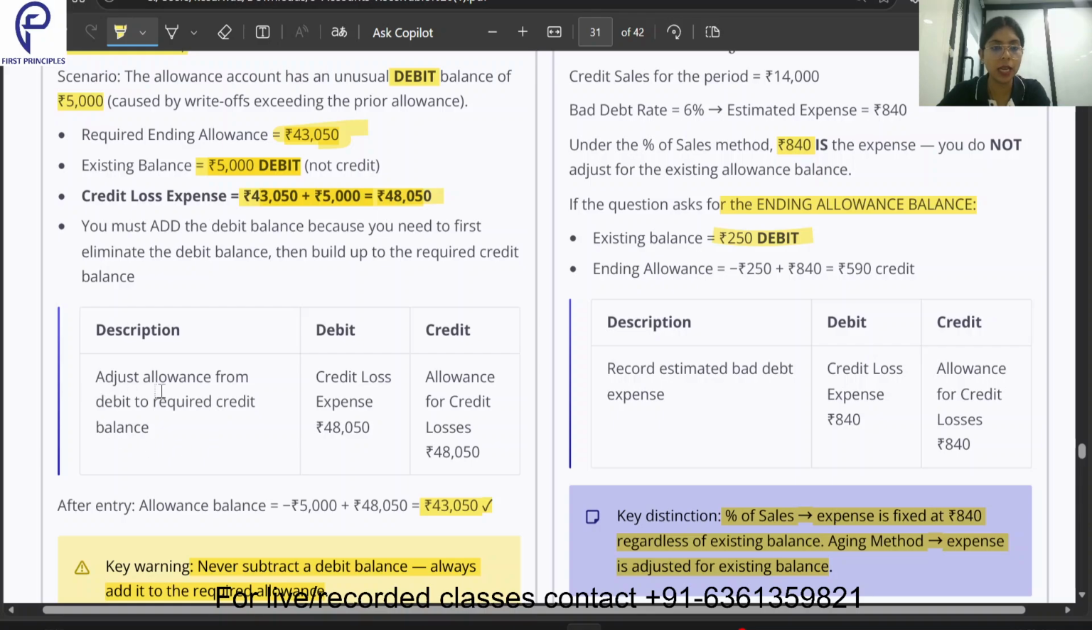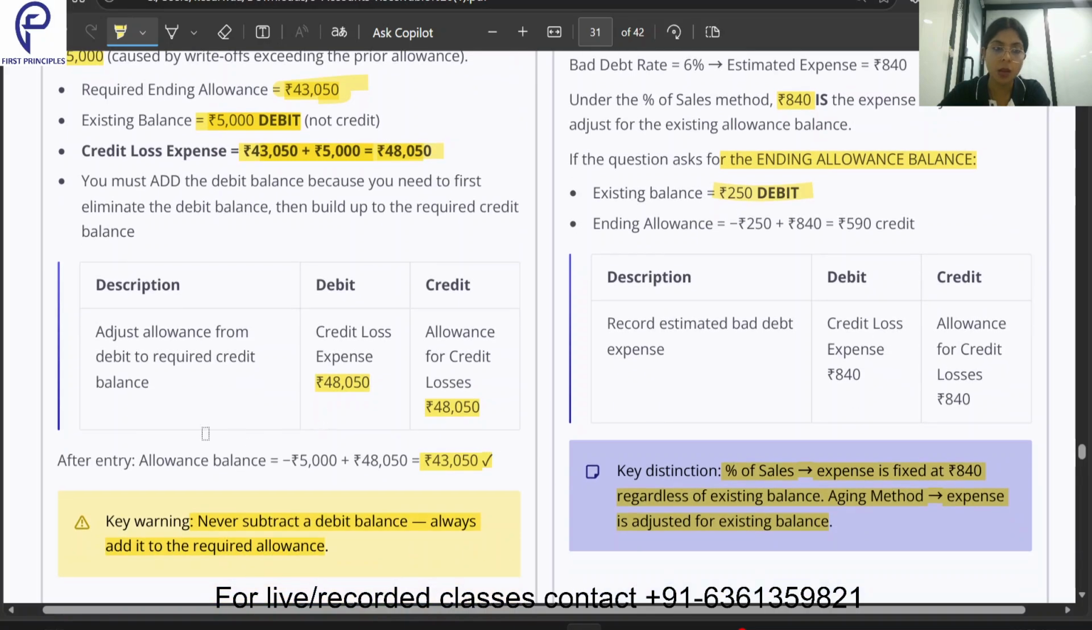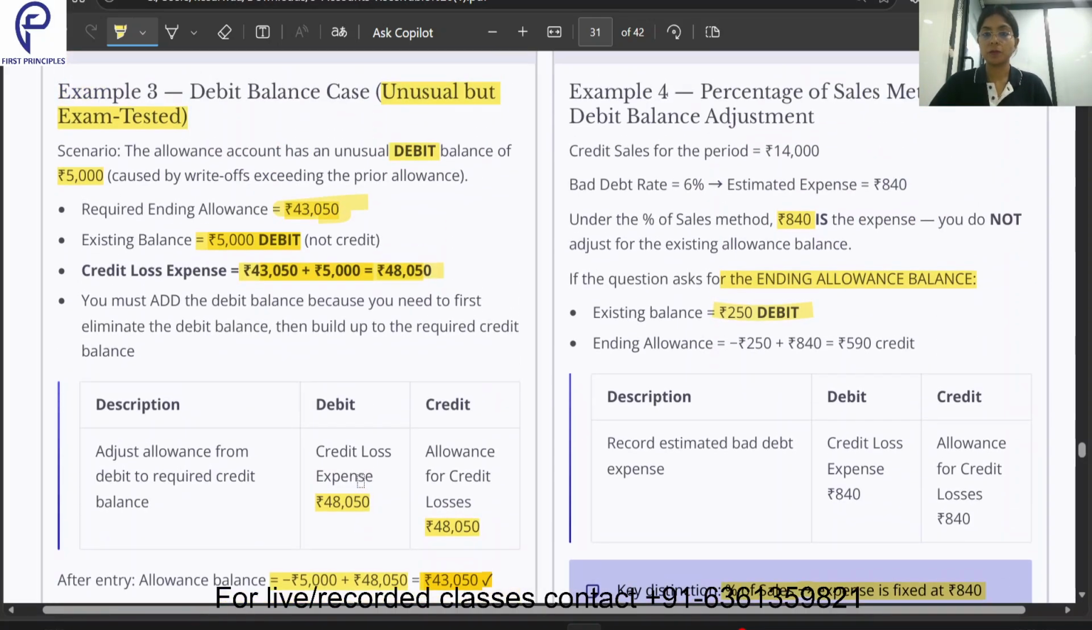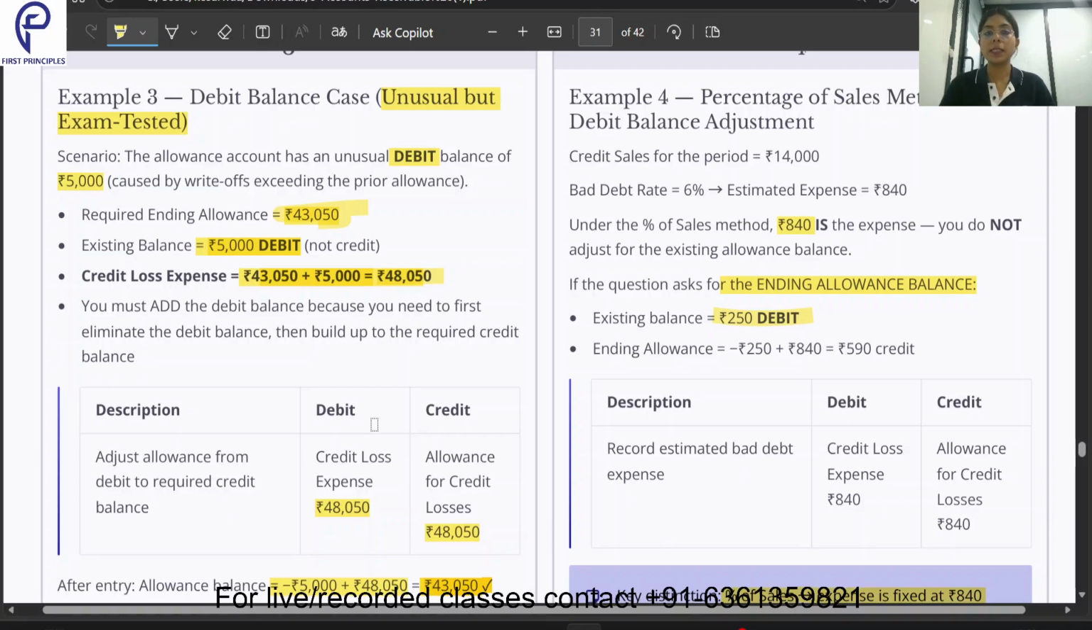So my adjusted amount, the credit loss expense, will be how much? 48,050 bucks, and my allowance for credit loss will be 48,050 bucks. But after the entry, my allowance balance will be how much? 43,050, because 5,000 is already on my debit side, and my expense is recorded as 48,050. So from this 48,050, when I subtract the 5,000, I get my ending balance as 43,050 bucks. One thing we always need to remember is that we never subtract our debit balance, we always add it to the required allowance amount. Now lastly, example 4, percentage of sales method.